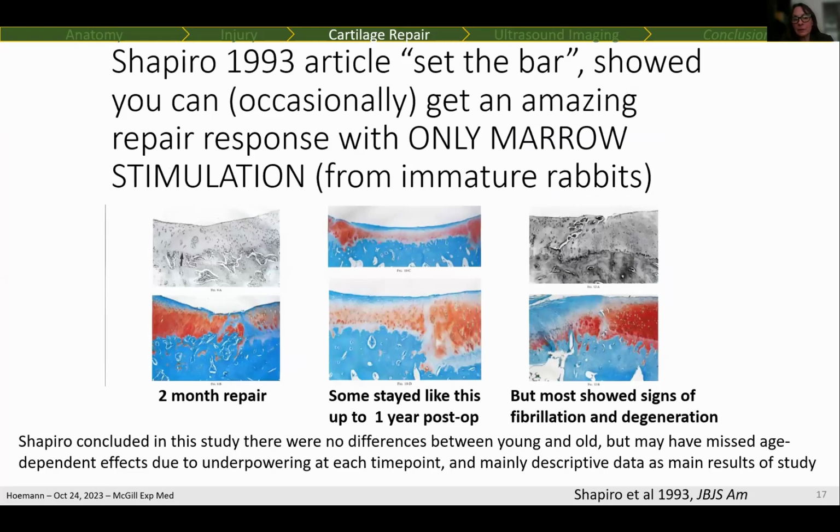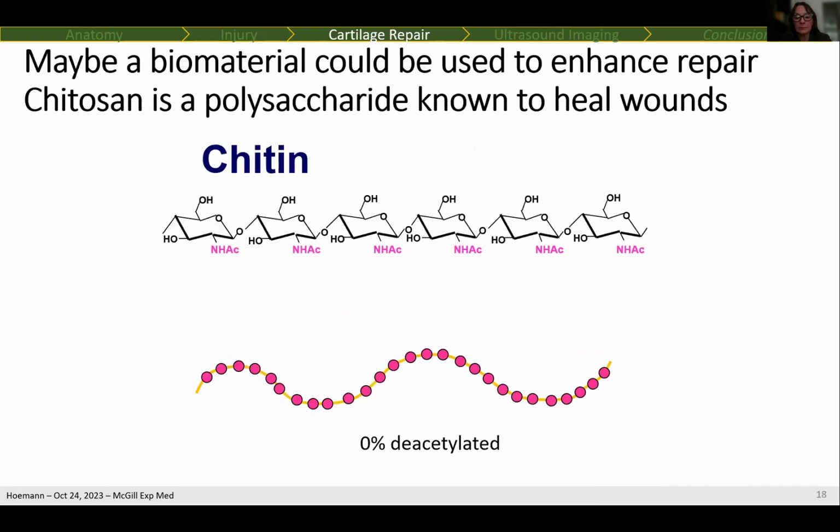And then in 1993, Fred Shapiro actually set the bar higher, and he showed that if you make a quite largish defect, 3 millimeters in diameter, that cartilage will actually regenerate in these large holes in mainly immature rabbits. It's just that most of his data was descriptive, and he didn't say he saw a difference between young and old, but later on this was refuted by other work who showed that the young rabbits repair better with hyaline cartilage than older rabbits. But it's very heterogeneous. Repair is always very heterogeneous in terms of the quality of the tissue and the filling of the defect.